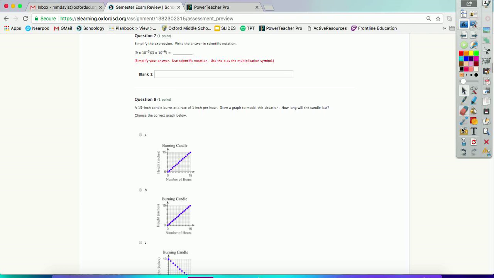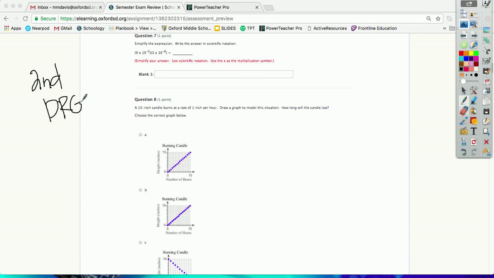Number 7, you need to simplify the expression. So in your calculator, you can type in that thing exactly, making sure you put them in parentheses. And on your calculator, if you go to second DRG and arrow over to science, it will put it into scientific notation and give you your final answer. When you multiply it out, it should be 2.7 times 10 to the negative 10th.